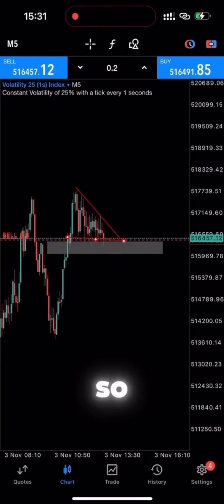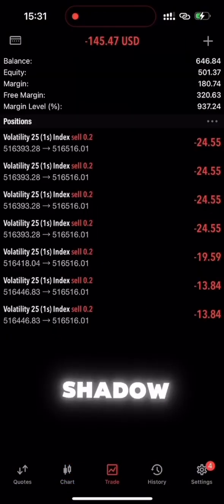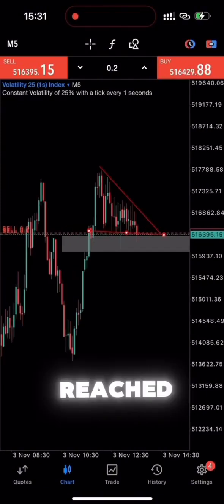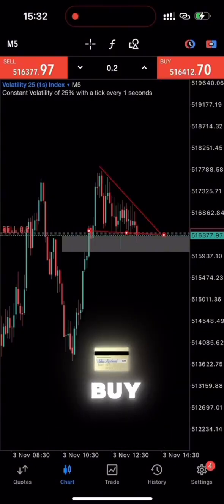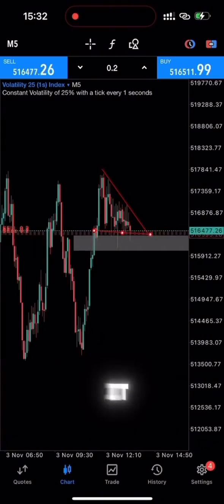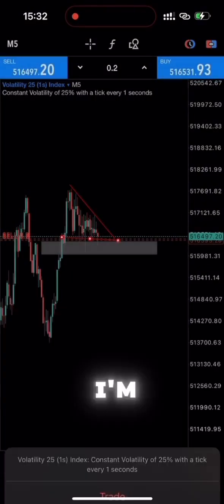Okay, so I'm selling so that the price goes down to the gray shadow zone area so that I make more profit, and when it has reached past that point I have to buy so that it comes back up with me, as I told you before, that it goes down first and then it goes up. So that is what I'm doing here.